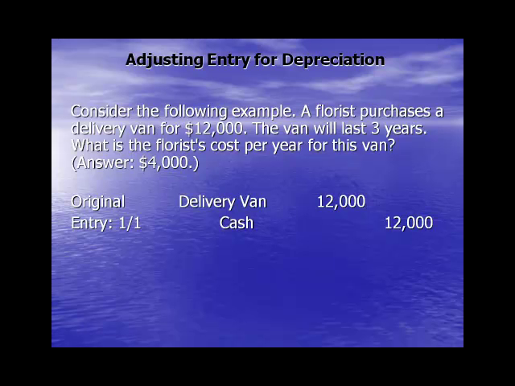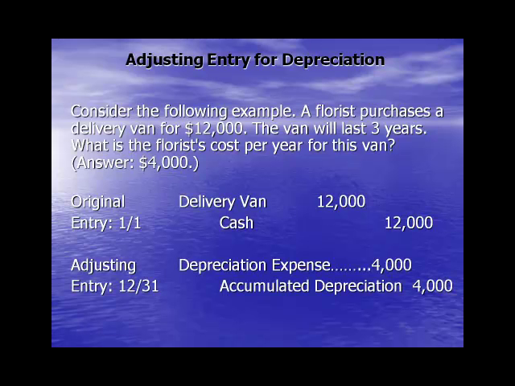Okay, going back to the original entry that started this, if we bought the delivery van on January 1st, then we would debit delivery van, credit cash on January 1st, $12,000. Delivery van is an asset account, more specifically a fixed asset account. And we'll talk a lot more about fixed assets and depreciation in the fixed assets chapter later. Cash is an asset also. We decrease that with a credit.